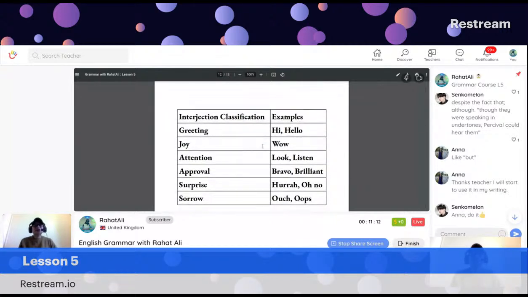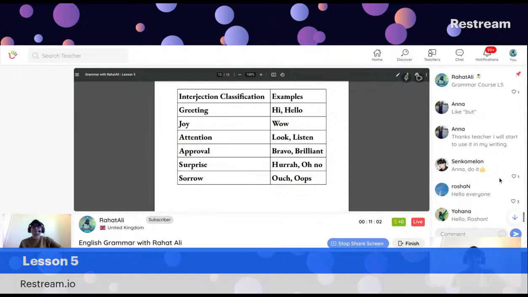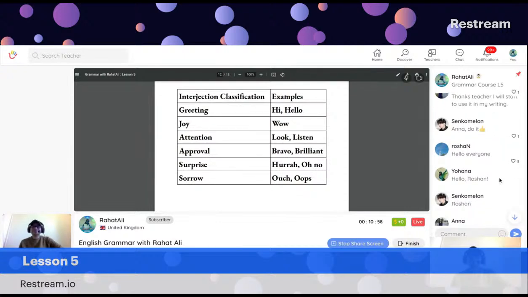And there are different kinds of classifications. These are the most common ones we use in our daily conversation, and I'm sure you all know how you can use the greeting.